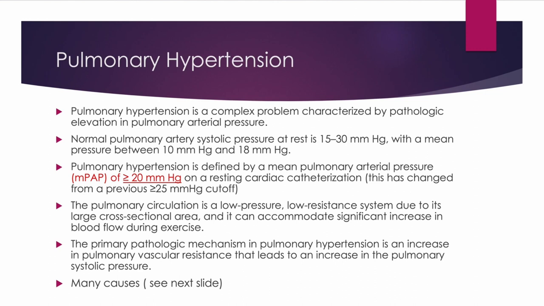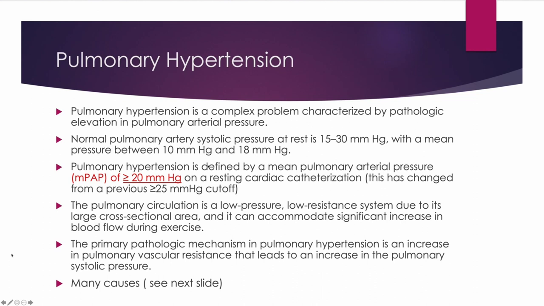Pulmonary hypertension is defined as a mean pulmonary artery pressure of greater than or equal to 20 millimeters of mercury at a resting cardiac catheterization. Okay, it used to be 25, but now it's 20. So we have to remember that number. We get this through a right heart catheterization, and that's how we get the pressure. Essentially, it's increased pressure, because remember, normal was 10 to 18. We'll talk about this a little more.